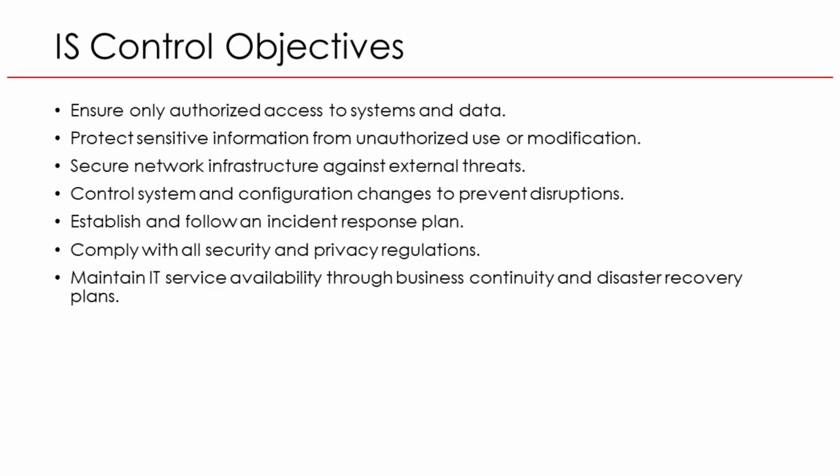We also need to secure the network infrastructure, including firewalls, routers, and intrusion detection systems, to block hackers or malware from entering the organization's systems. Another key control is change management, ensuring any updates to applications or systems go through proper approval and testing to avoid service disruptions. An incident response plan must be in place, detailing how to detect, assess, and respond when a cyber attack or system failure occurs. For example, isolating affected servers during a ransomware attack.